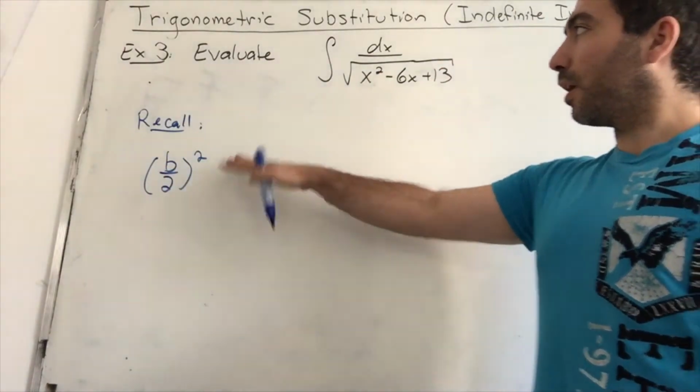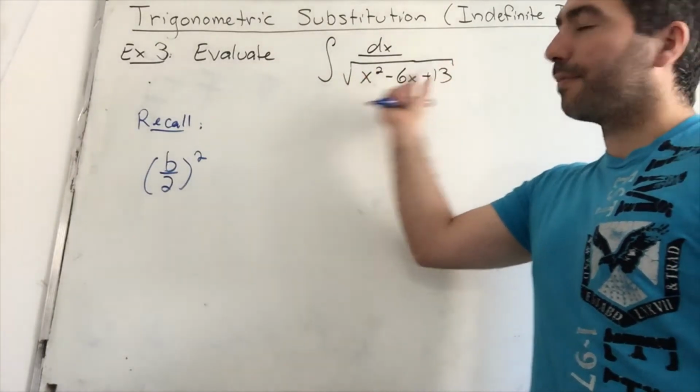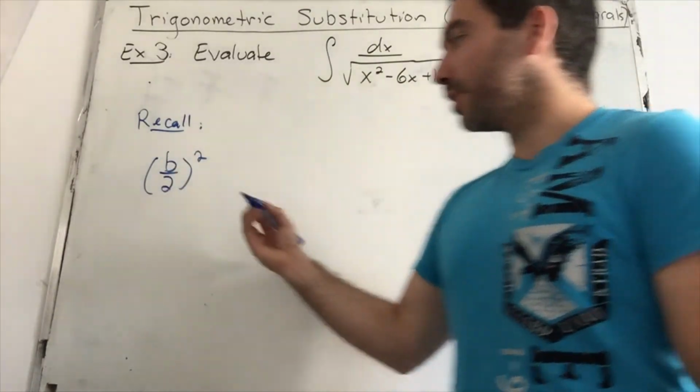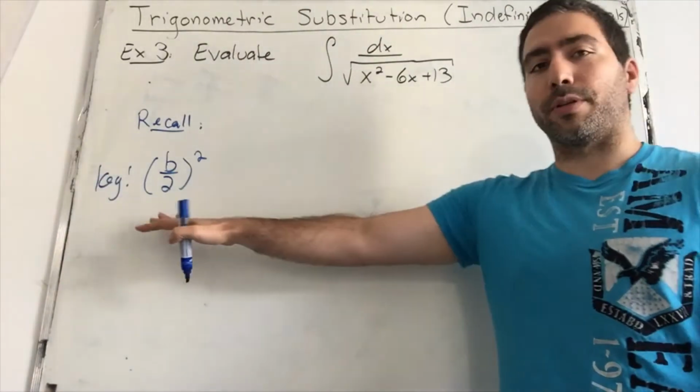But either way, the way I do it is I ensure that in front of my x squared I have a 1. If there's not a 1 here, I factor that number out and I work with fractions. And I still use this property. So this is our key property, our key value. Okay, we'll see why it's super important in just a moment.